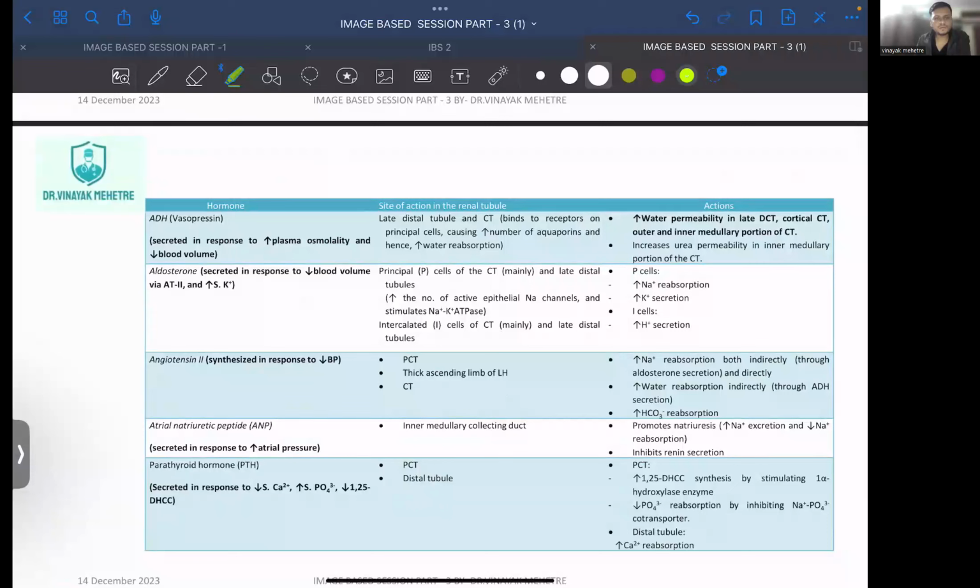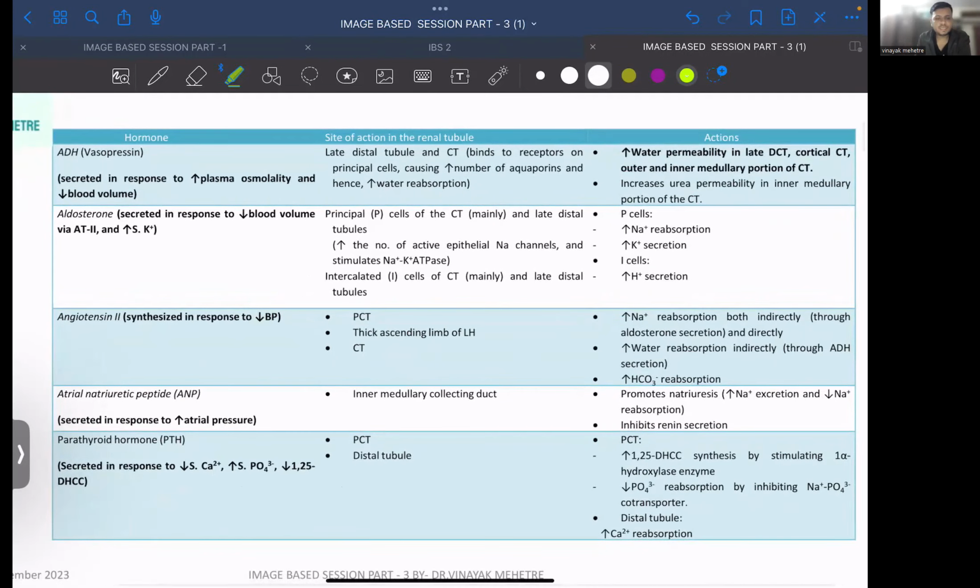Then come hormones. What do you need to remember about hormones? What do you think? Anyone? The table is in front of you; this is the table which you see in physiology. ADH: why do we need vasopressin? For increasing water permeability in DCT and collecting tubules.